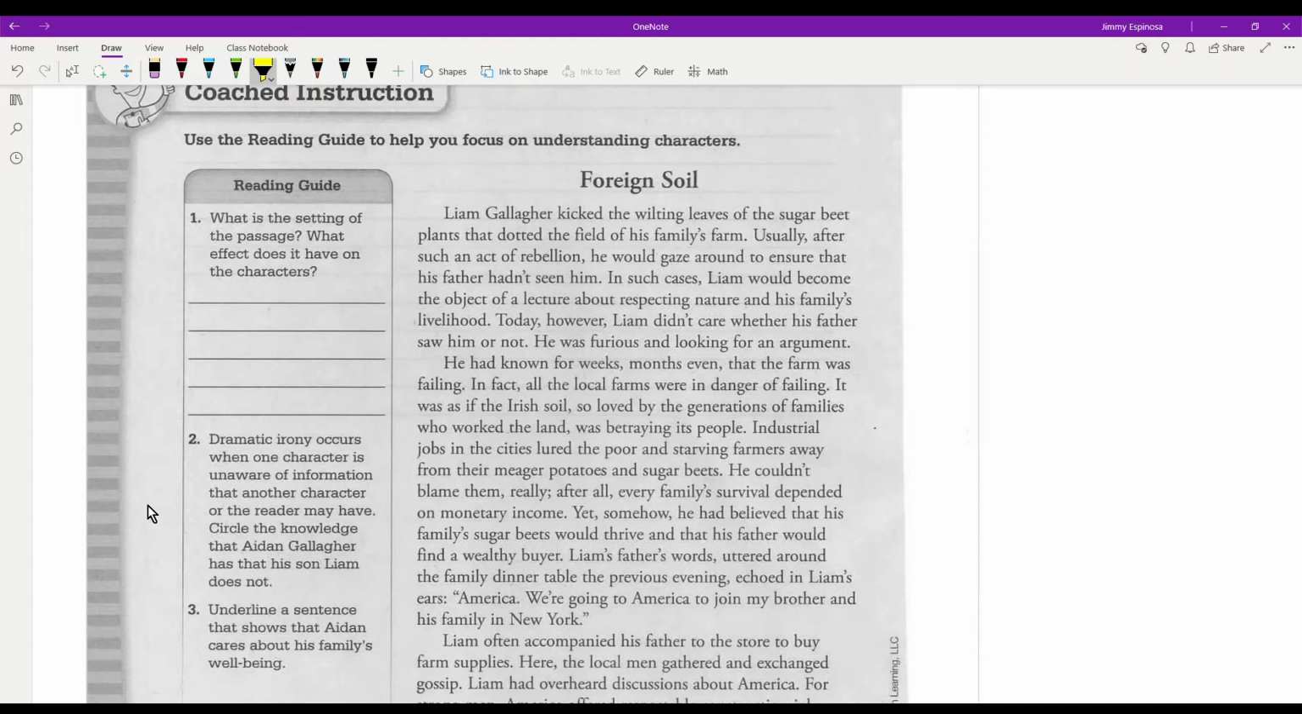For number 2, the statement says, dramatic irony occurs when one character is unaware of information that another character or the reader may have. Just as in the example shown above, where it talked about Othello and Iago, where the reader or the audience knows information that the main character does not. All you got to do here is circle the knowledge that Aidan Gallagher has that his son, Liam, does not. So just find out what Aidan knows, and obviously what Liam does not.